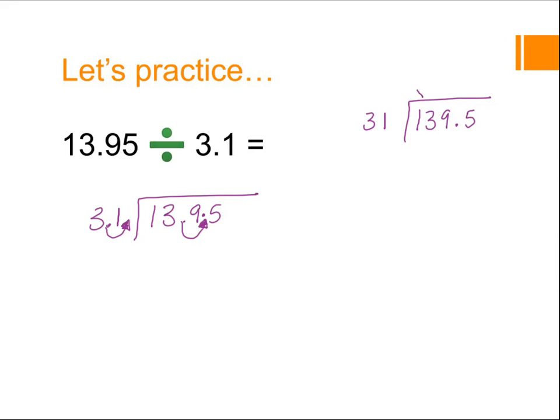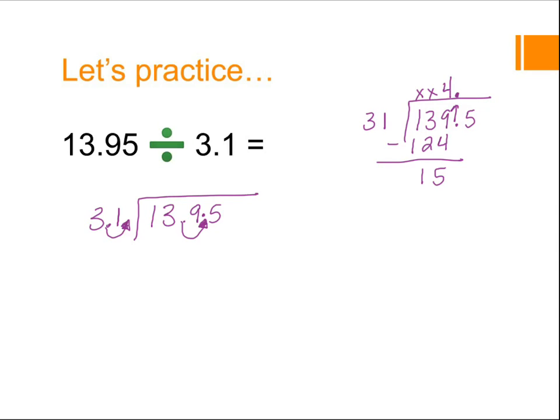1 cannot be divided by 31, so I'm going to put an X just as a placeholder there. 13 cannot be divided by 31, so again, I'm going to put a placeholder. 139 can be divided by 31, and it would go in 4 times. 4 times 31 would be 124. Subtract, and I have 15. And I'm going to take that decimal and bring it straight up into my quotient.